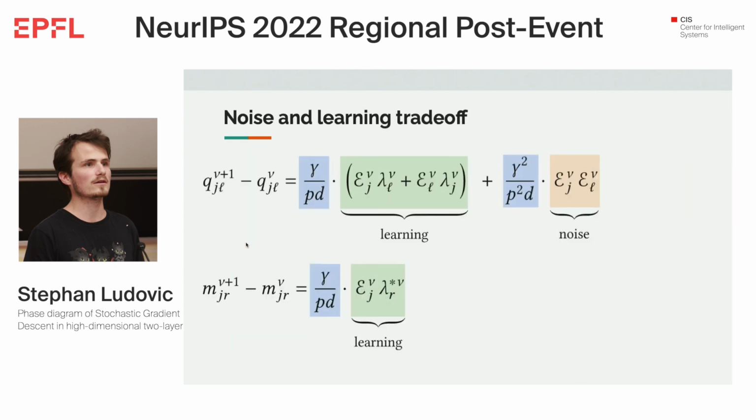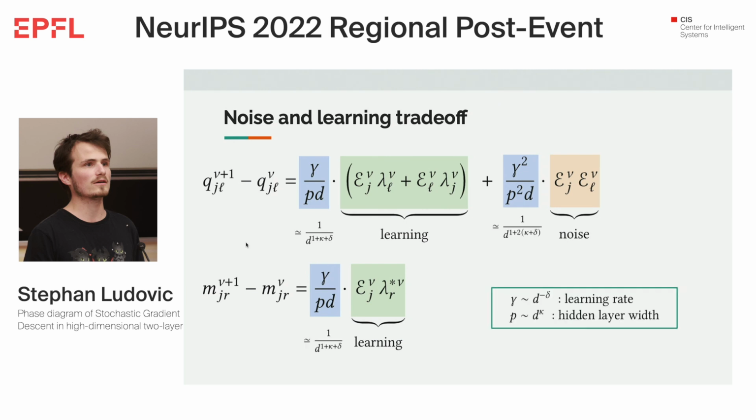And if you take a look at the update equations for omega, we can notice that there are two terms that I've highlighted. The first one is a learning term, which is the one that's going to drive the equations to the global minimum. And the second one is a noise term corresponding to the noise around the population loss. And those two terms have different prefactors in front of them. One has gamma over PD, and the other has gamma squared over P squared D. And so by tuning the values of gamma and P, we can tune the relative strength of those prefactors, which gives rise to a whole phase diagram of learning.